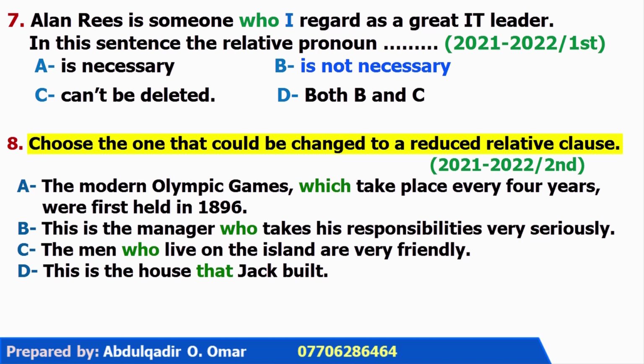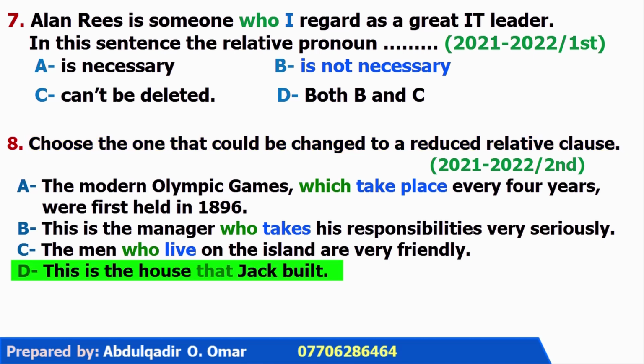Here, all the choices are followed by a verb except for choice D. It is followed by a subject, Jack. Jack is the subject. So it could be changed to a reduced relative clause. We can simply say this is the house Jack built. So the correct answer is D.